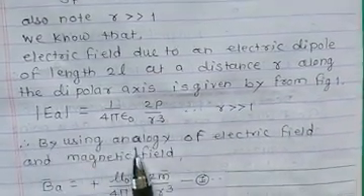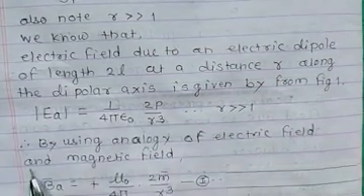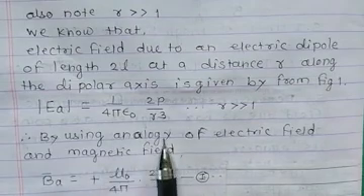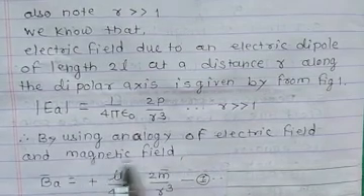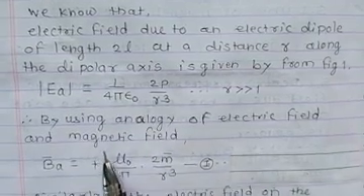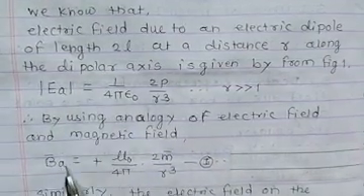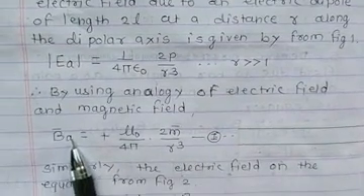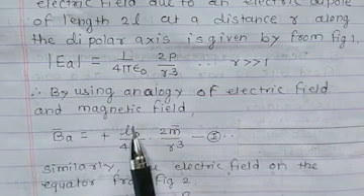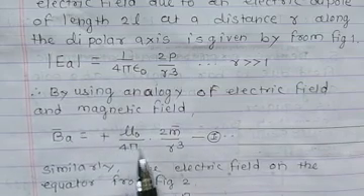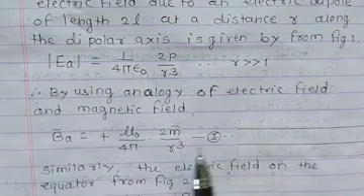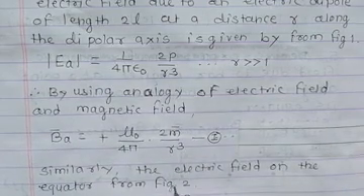Using analogy of electric field and magnetic field. Analogy म्हणजे समानता. तर इलेक्ट्रिक फील्ड आणि मॅग्नेटिक फील्ड यांची समानता लक्षात घेता आपण या इक्वेशन वरूनच हे इक्वेशन असं लिहू शकतो की मॅग्नेटिक फील्ड अलॉंग ॲक्सिस इज इक्वल टू प्लस μ0 अपॉन 4 पाय इंटू 2m bar upon r cube. This is equation 1.